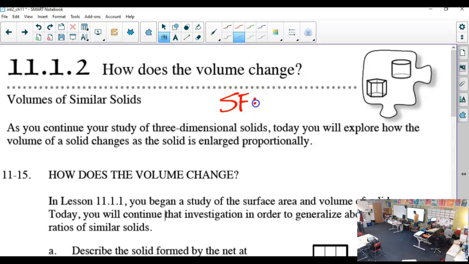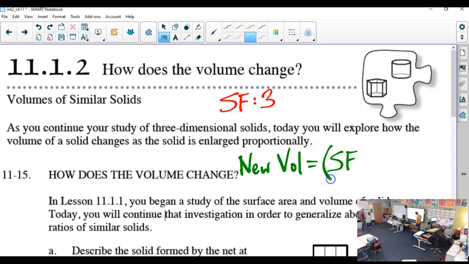So, how could we formalize this, that the volume of the scaled shape? Let's say we're using a scale factor of 3 instead of a scale factor of 2. What is the power then? 3. Yeah, so it is the power of the scale factor. The new volume is your scale factor cubed, times the original volume.